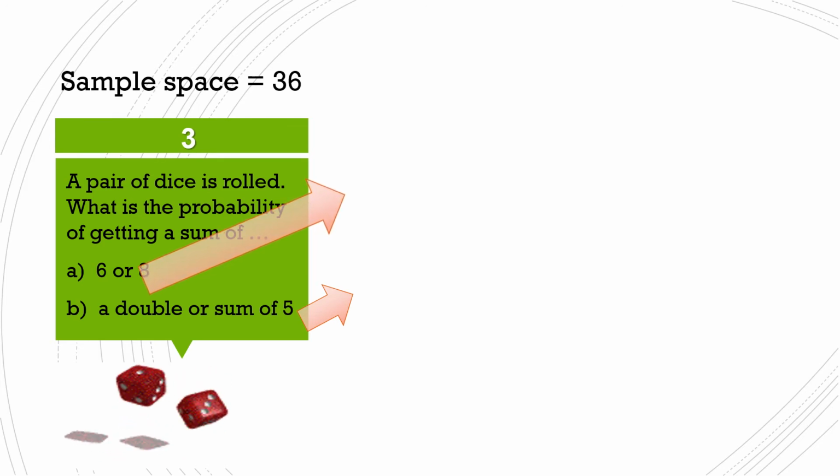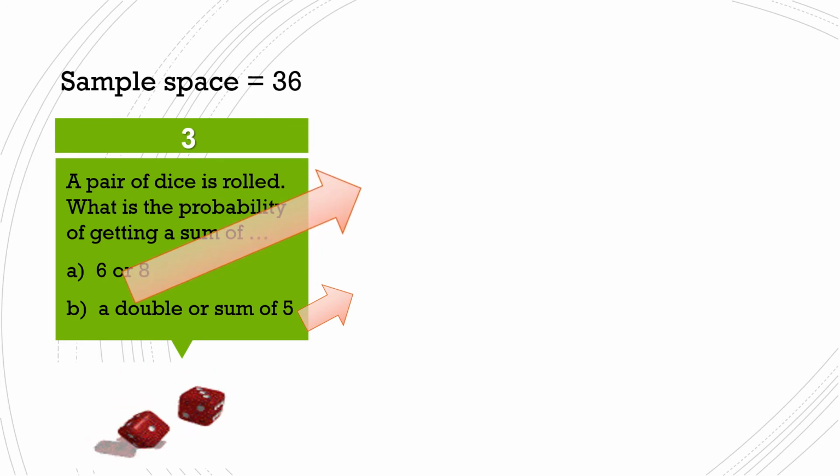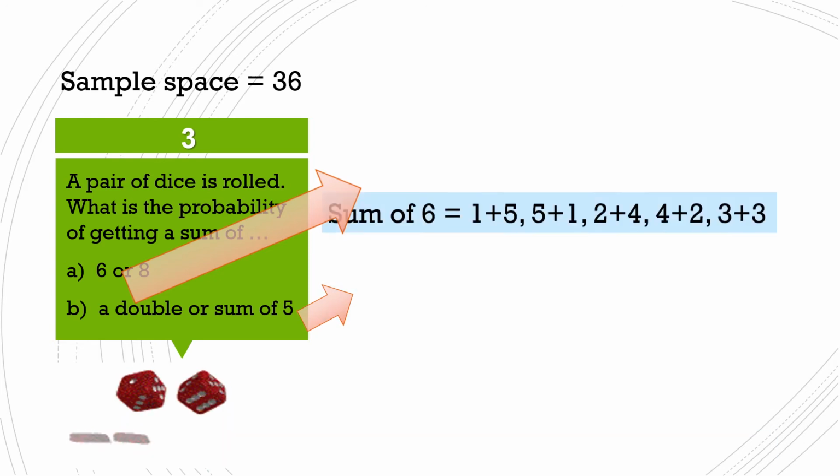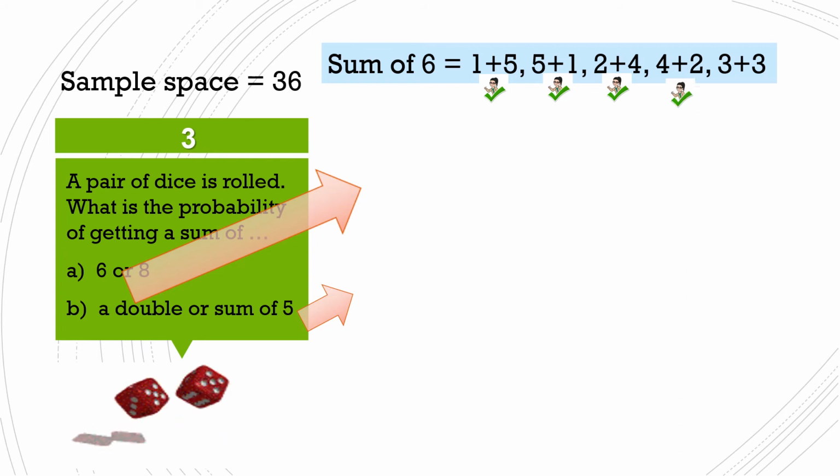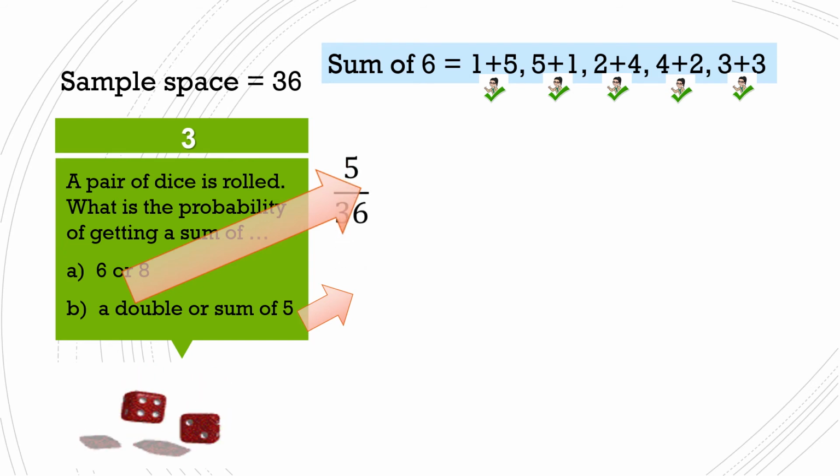Now, let's answer letter A. What is the probability of getting a sum of 6 or 8? First, let's determine the number of pairs for sum of 6. We have 1 plus 5, 5 plus 1, 2 plus 4, 4 plus 2, and 3 plus 3. So there are 5 pairs in all. So that's 5 over 36. So 5, because there are 5 pairs of sum of 6, over 36 is the sample space. So 36 is always the denominator all throughout the solutions.